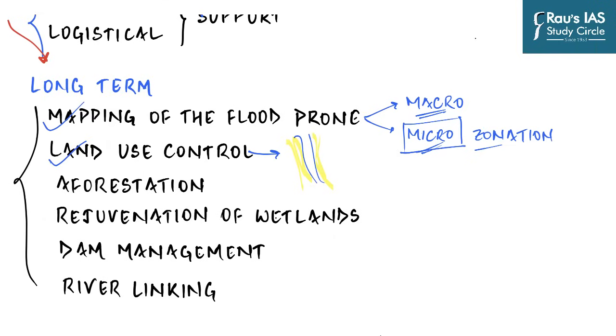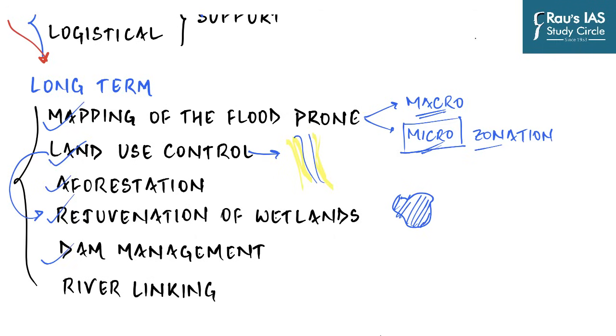Then we need to curb the rate at which we are deforesting our jungles. Of course, we have done a great job in it, but we need to go even further. Then we need to rejuvenate the wetlands, and that is derived again from the land use control. You need to identify the wetlands first, designate them as no construction areas, and protect them.